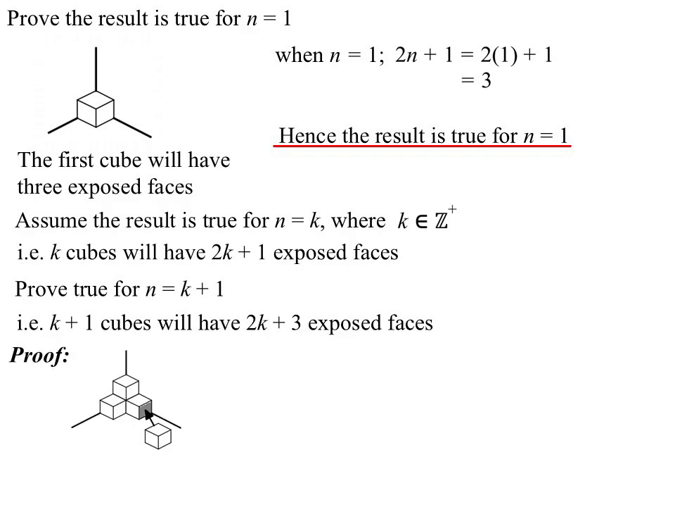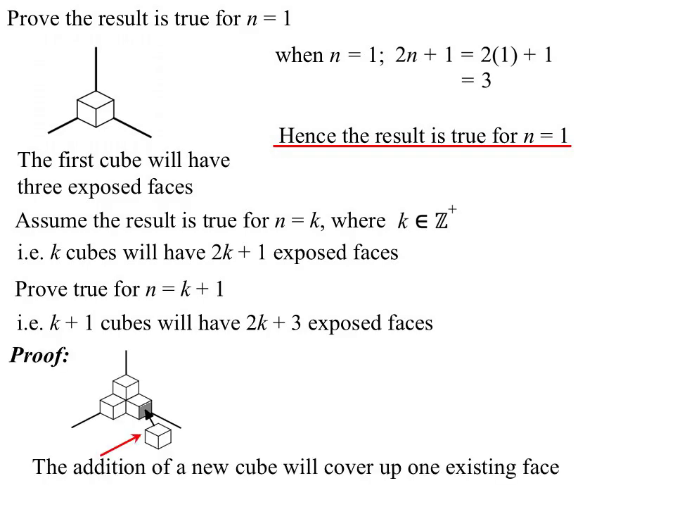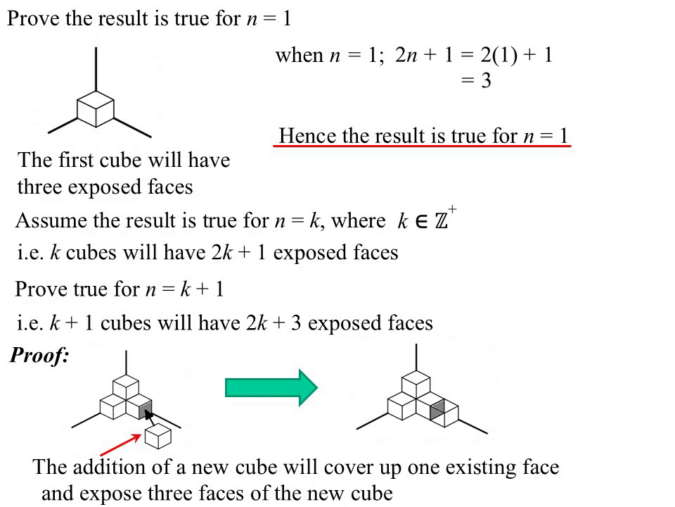Now, here's my proof, but I'm going to use a diagram. You see, if I add a cube to a picture, so the addition of a new cube, if I put a new cube somewhere, what it'll do is it'll end up covering one existing face. I can see that. Alright, so I put it there, bang, I've covered up one face. However, I've also now created another 1, 2, 3 faces when I do that. Now, it doesn't matter where I put the cube, that's always going to happen.